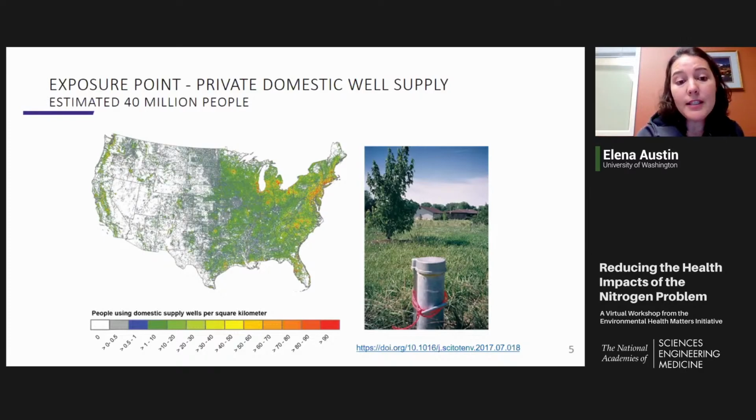One of the important knowledge gaps that I want to highlight is the impact of exposure through private domestic well supplies. This is an estimate developed by USGS of the locations of individuals served by domestic well supplies. That total population is estimated to be 40 million people in the US, but the characteristics of those populations, as well as the well stewardship or characteristics of those wells, is not something that is known. And so that is a knowledge gap that exists.